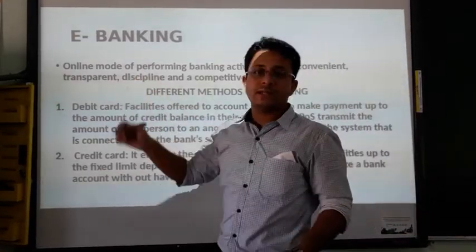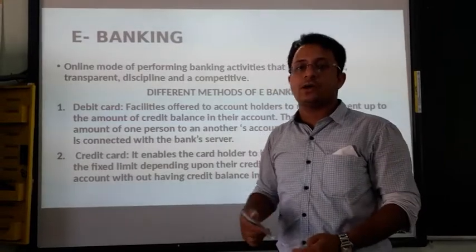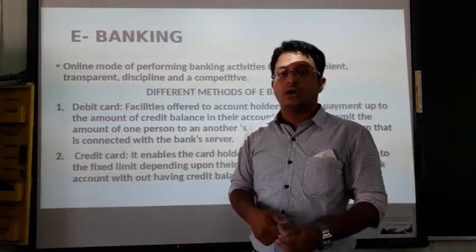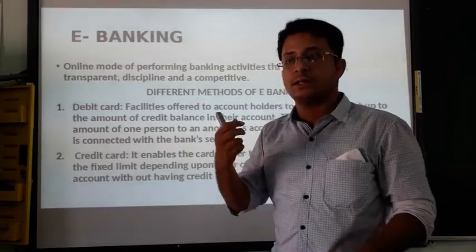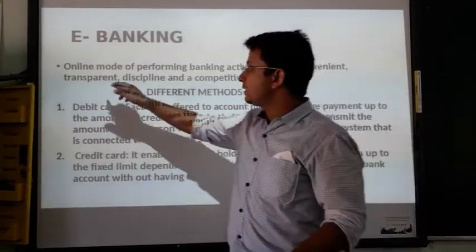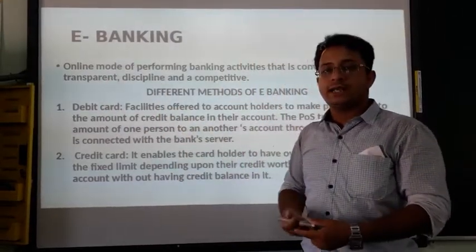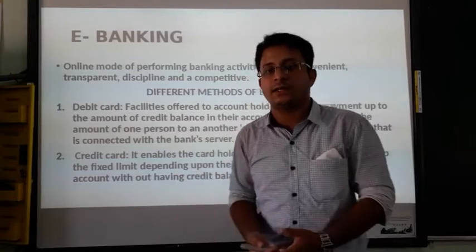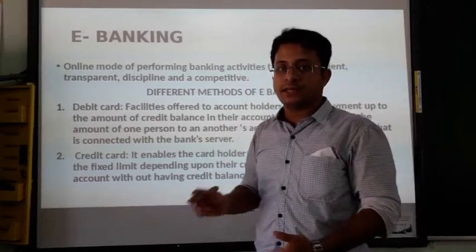Transparent means how much money gets deposited in your account, how much money is charged by a bank as their bank charges, or how much interest they charge, how much SMS charges they charge, everything is written there. So that is why it is transparent. Discipline means every second will be mentioned. Whenever you do a particular transaction, the time, date, everything is mentioned there.